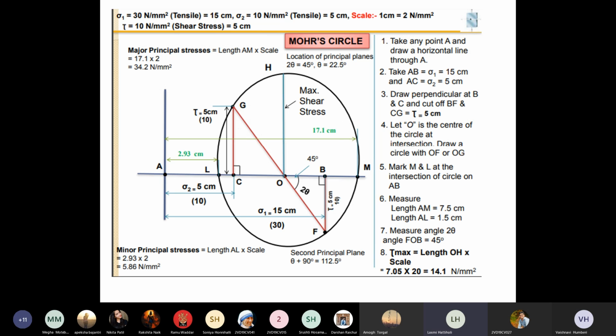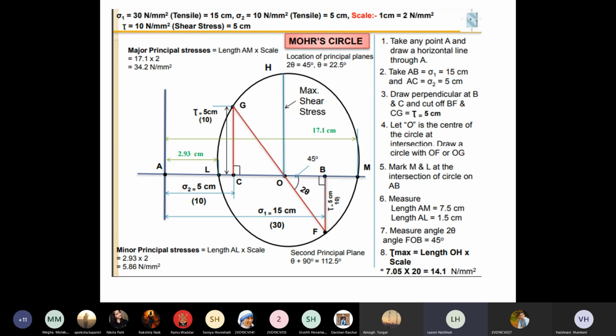Now plot the graph by using all these values. Now follow the same procedure. The procedure remains the same. I have already explained it before. So by taking a distance A to M, that is 15 centimeters, and A to C 5 centimeters, mark it, draw the circle. After drawing the circle, measure this 2 theta value. So 2 theta you have got as 45 degrees, so theta becomes 22.5. And measure the length A to M and the length A to L, so major principal stress and minor principal stress.